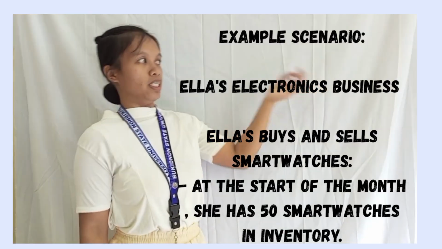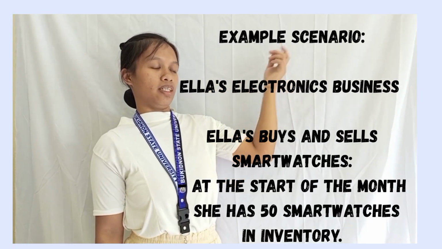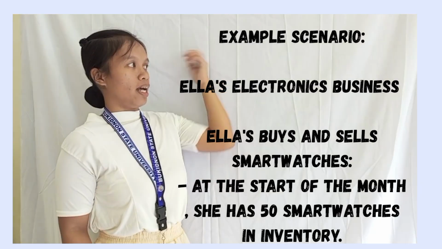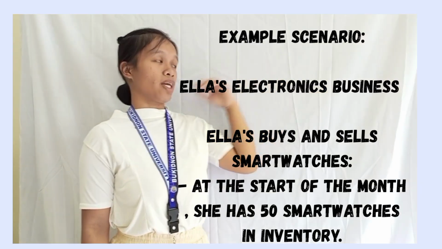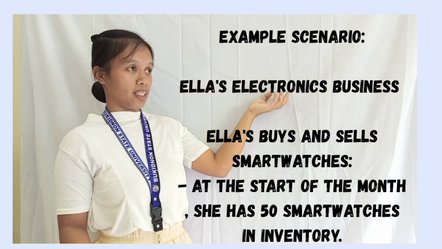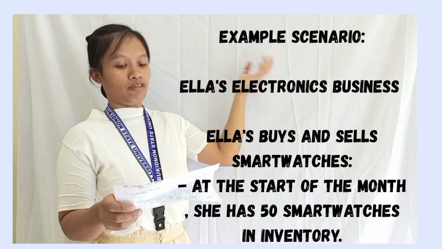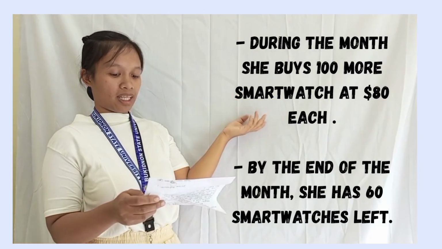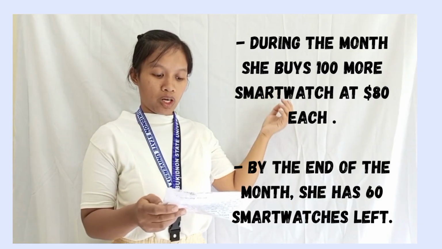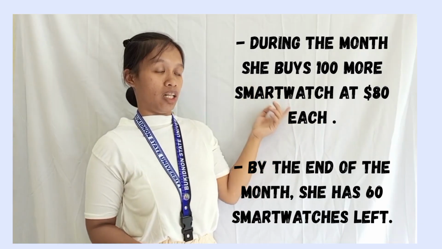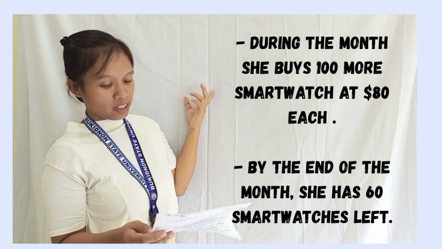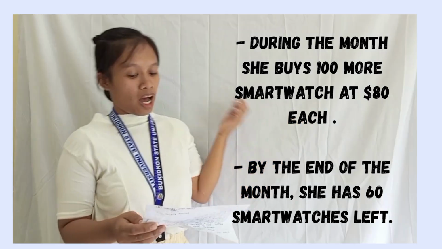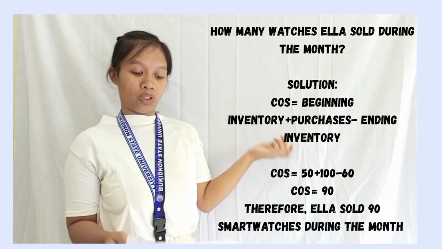For example, Ella's Electronics. It is a business entity. Ella buys and sells smartwatches. At the start of the month, Ella has 50 smartwatches in inventory. During the month, she buys 100 more watches at $80 each. By the end of the month, she has 60 smartwatches left. So, how many watches did Ella sell during the month?